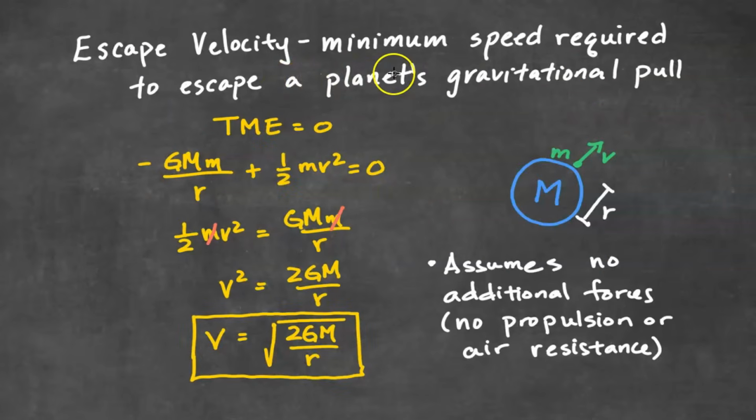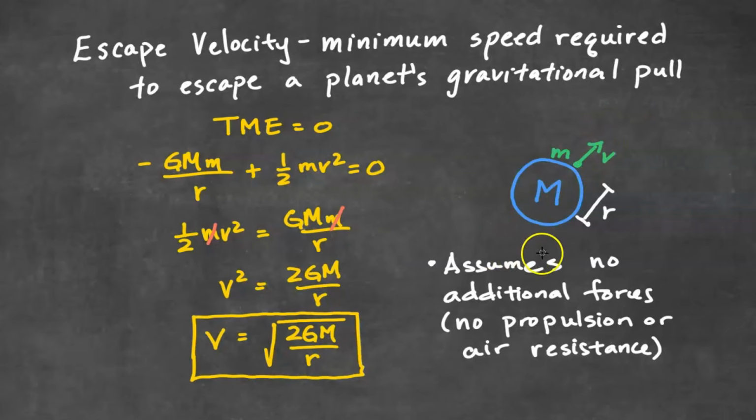Escape velocity is the minimum speed required to escape a planet's gravitational pull. In this diagram here, we have a planet. Let's say this is Earth, and we have a green dot. Let's say this is a baseball. If we were to toss the baseball up into the air, you know that the ball would fall right back down. But imagine if you could build a robot that could throw a baseball super fast. The question is, how fast would this robot have to throw the ball into the air so that it doesn't get pulled back towards the Earth?